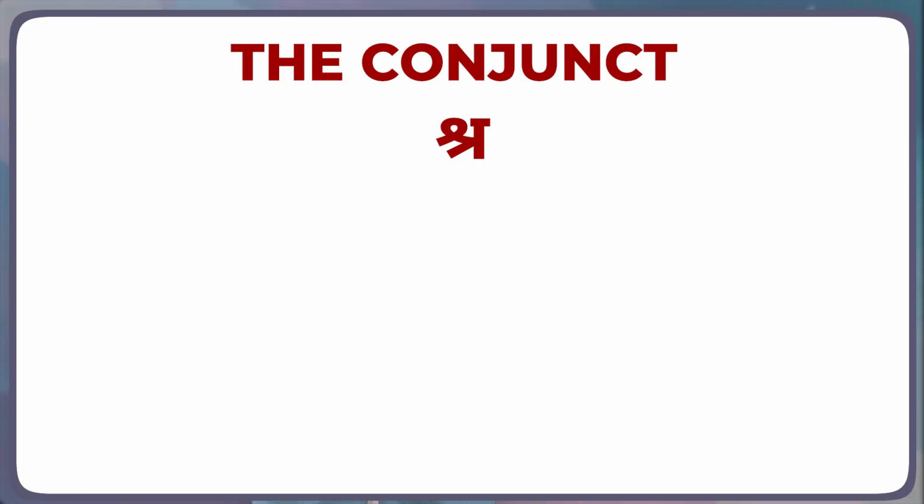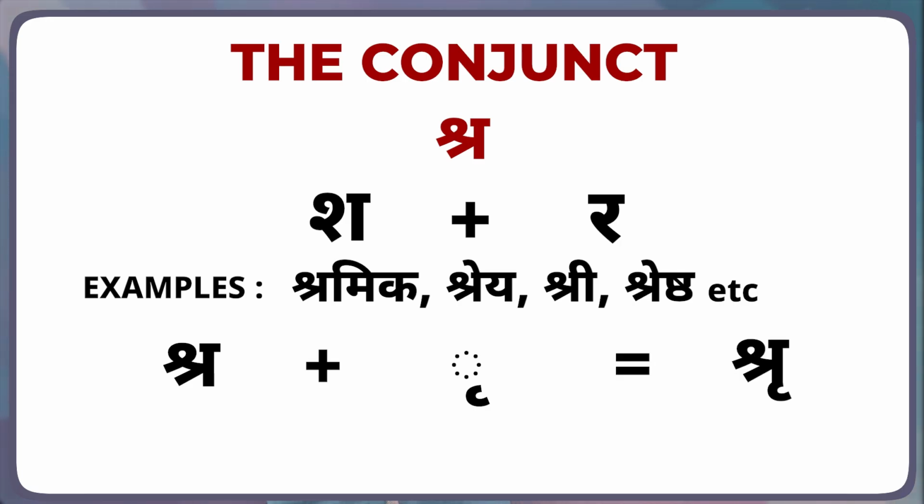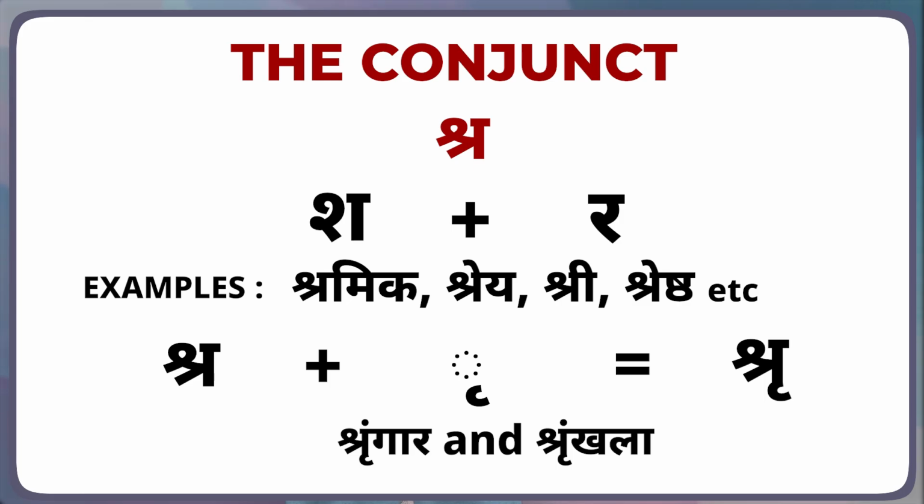The conjunct sra is also special in the sense that its shape is different from the two consonants with which it is made. The conjunct sra is made of two consonants, sha and ra. Sha and ra are joined with the halant. As you can see, this conjunct is unique as it looks neither like sha nor like ra. Examples of this conjunct are shramik, sre, sri, sresht, etc. The conjunct sra can also take the ri diacritic and look like sri, as used in words like sringar, srinkhala, etc.